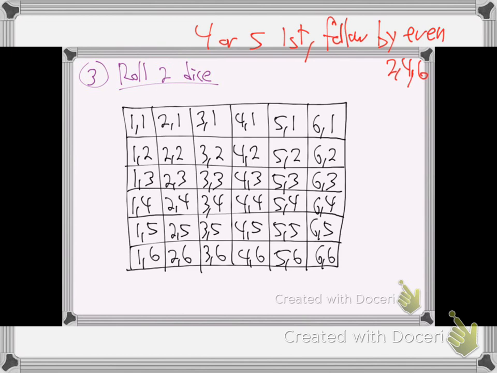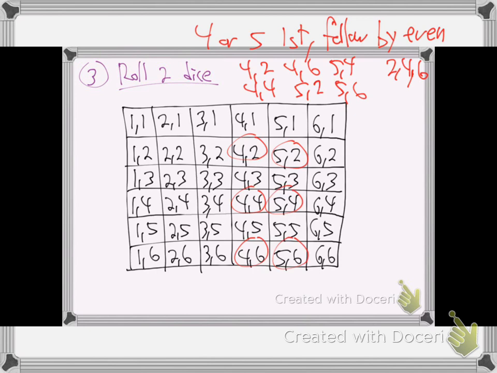All right, so out of all those 36 things that can happen, how many are a 4 or 5 first, followed by an even number? That would be a 4 with a 2, a 4 with a 4, and a 4 with a 6, or a 5 with a 2, a 5 with a 4, and a 5 with a 6. It would be right here, here, and here, and right here, here, and here. Those are starting with a 4 or 5, followed with an even number. Does that make sense how I got it out of the array there?